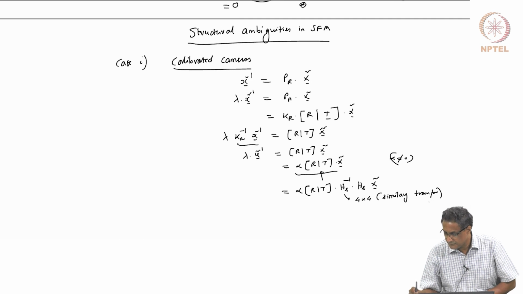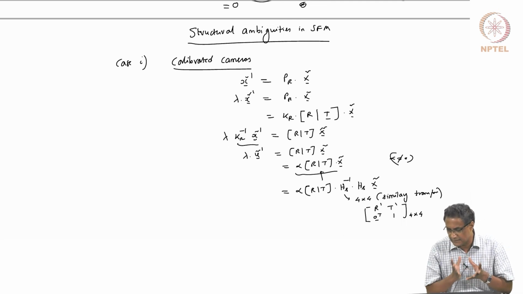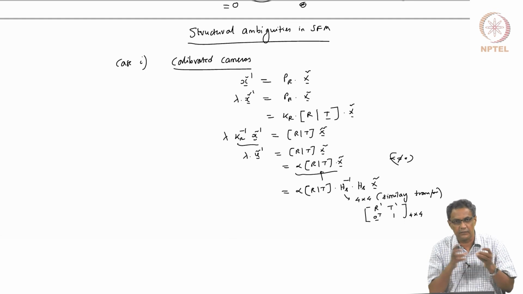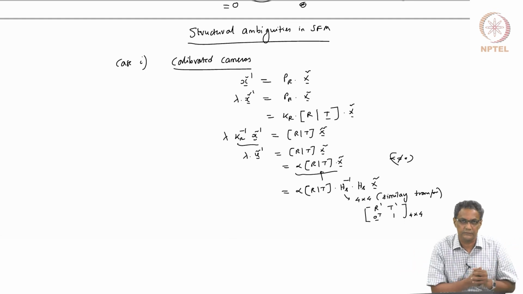What does that mean? A similarity transform will typically mean that, suppose I call this some R dash, and then some T dash, then a 0 transpose and 1, some 4 cross 4 invertible matrix, which is a similarity transform. Why a similarity? Because with alpha RT, when you have scale, rotation and translation, that's actually a similarity. That's what we saw in 2D also.